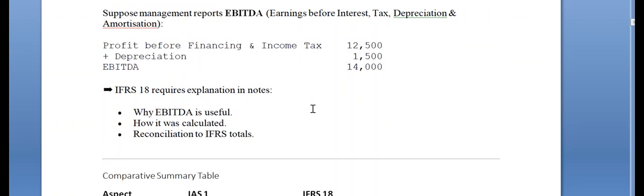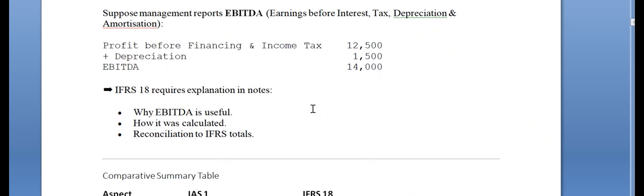Okay, look at what I was trying to explain now. Suppose we are asked to prepare a management report. Management report is the management report that talks about the performance measure. Management report of performance. This is how to do it in your notes of the account. Look at it now. Profit before financing and income tax, in the question that we are looking at, is 12,500. I assume the depreciation is not given to us in that question, so I was going to assume it.